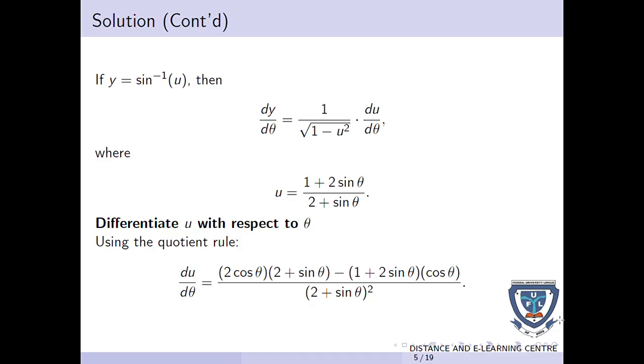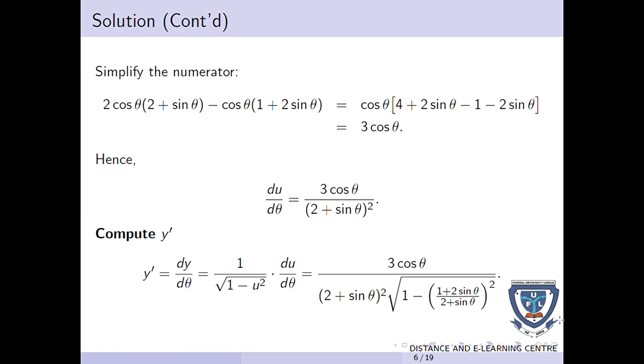Now, in this case, you are going to replace u with (1 plus 2 sine theta) all over (2 plus sine theta). Then you differentiate u with respect to theta using the quotient rule. Now, when you simplify the numerator, you are going to have 3 cos theta. Hence, du d theta will give you 3 cos theta over (2 plus sine theta) squared.